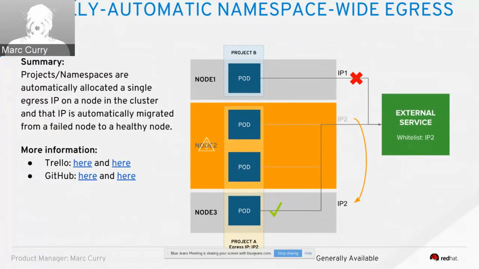A potential downside to that previous slide, if you had noticed, is that it requires more than one egress IP to be added to the whitelist of the external service, and IP addresses are often a valuable commodity in the data center. So for those installations where that would be an issue, we offer a second option for making a project's egress IP highly available. With this slide's option, projects are automatically allocated a single egress IP on a node in the cluster, through which all of its traffic flows, and that egress IP is automatically migrated from any failed node to a healthy node.